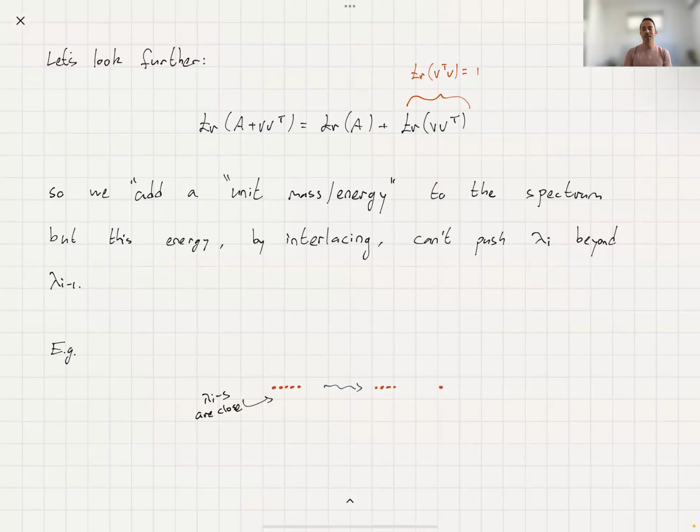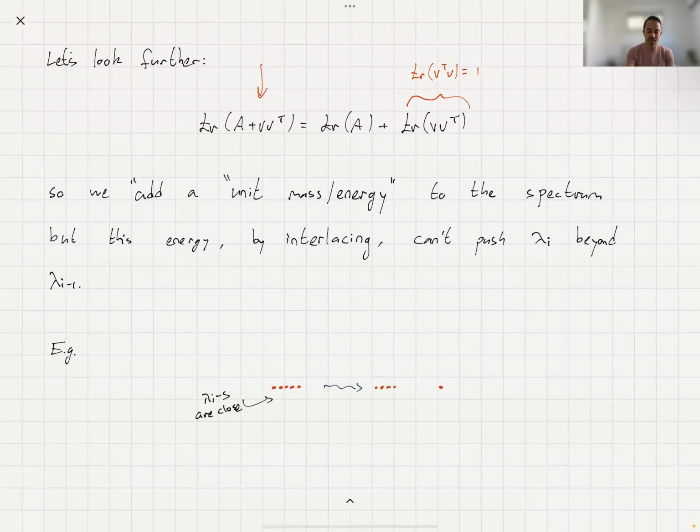And if you want some physical interpretation of that, you can say the following. I'm not sure how comfortable you are with that, but I like those things. You can look at the trace of A plus VV transpose, which is the sum of the things that you have, which you can think of as mass or energy or what have you. Then that's the trace of A plus the trace of VV transpose, regardless of physical interpretations. And the trace of VV transpose, as before, is the trace of V transpose V, because the trace is cyclic, which is just 1 because we normalized V.